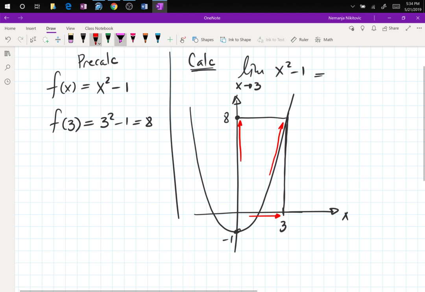So think of a value right here, it bounces off, it's there. Next value goes here, bounces off there. Next value goes there, bounces off, and so on. So you see that as I am getting closer to 3, the y values are climbing towards 8. So that's your Juliet. Right, that's the red stuff.